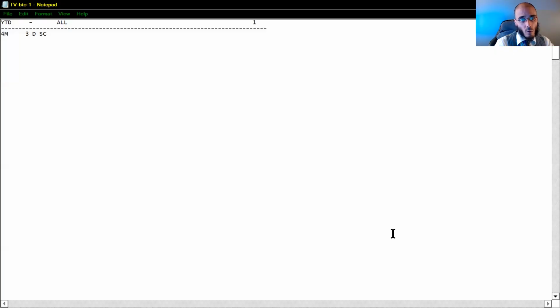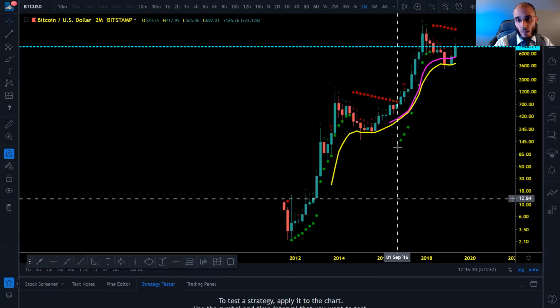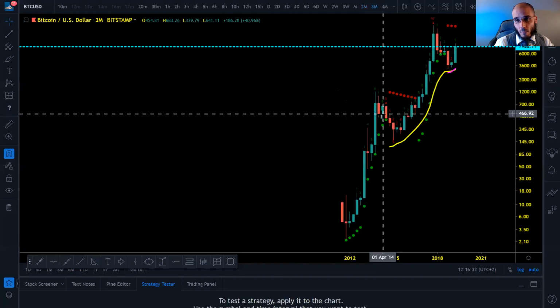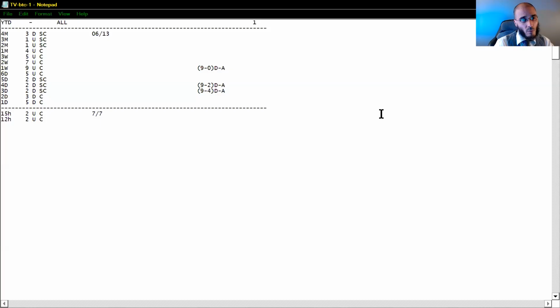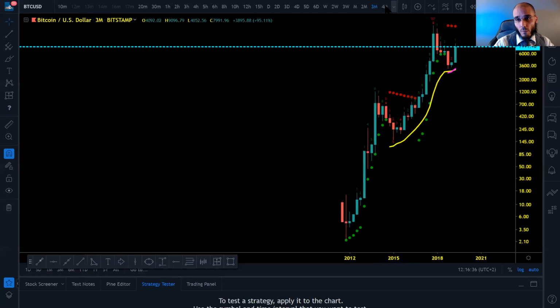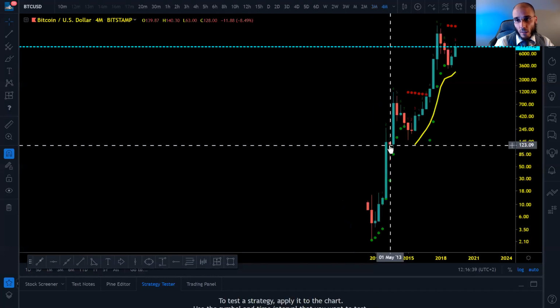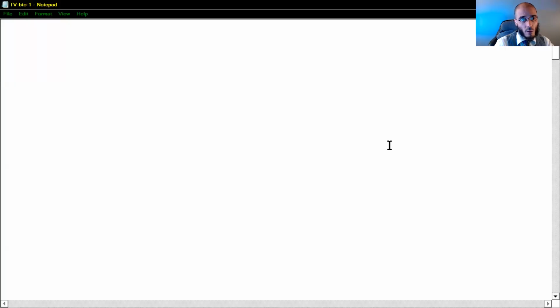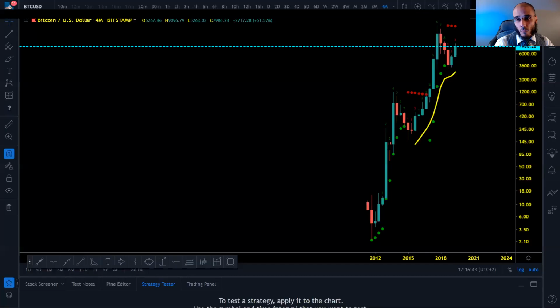2-month chart is on a 1 up without confirmation. 3-month chart is on a 1 up without confirmation, and the 4-month chart is still on a 3 down without confirmation.